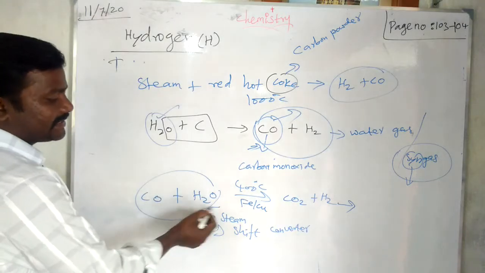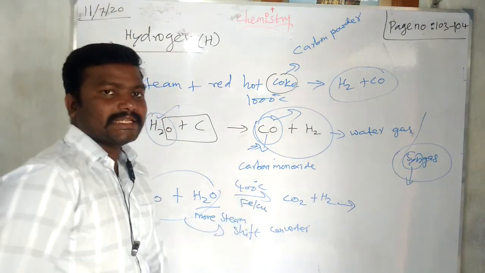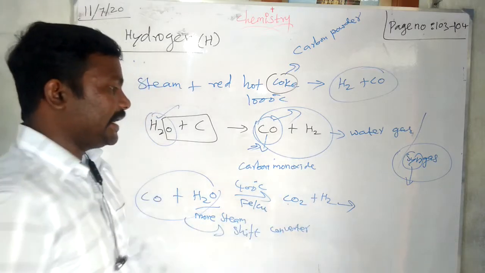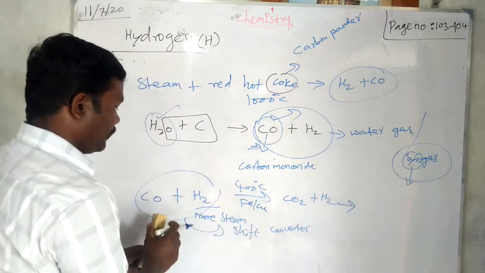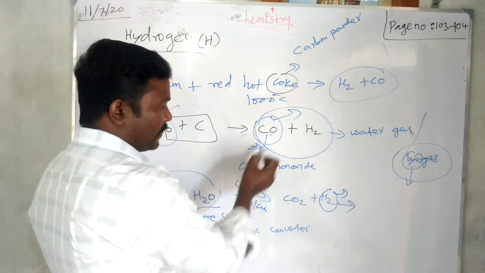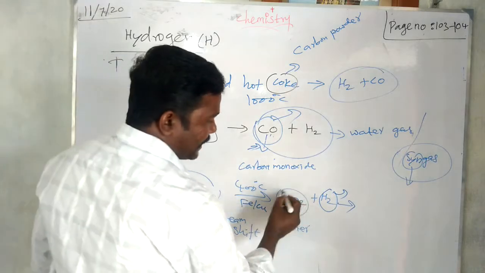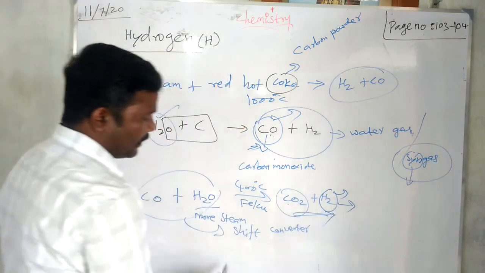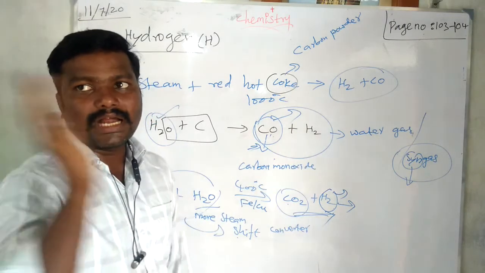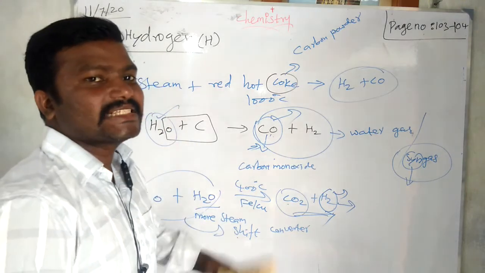So carbon monoxide is treated with excess steam in the presence of iron or copper catalyst at 400 degrees Celsius. What will happen? Carbon monoxide will convert into carbon dioxide. At the same time, here we also get hydrogen gas. Here we have taken only carbon monoxide with more steam. So this carbon dioxide and hydrogen gas mixture is called a shift converter. We are using the shift converter to convert. So for that, this reaction is called a water gas shift reaction.